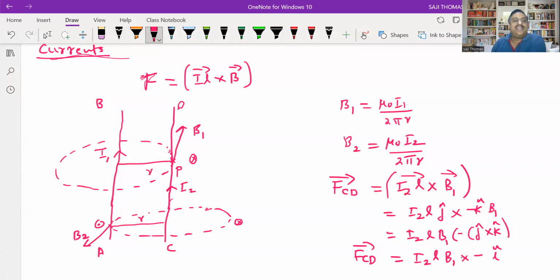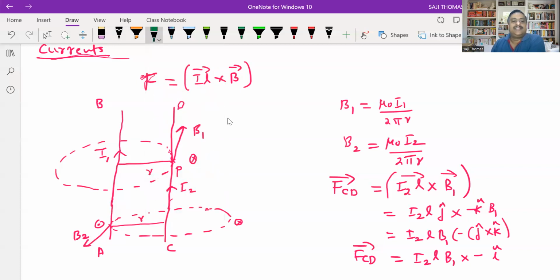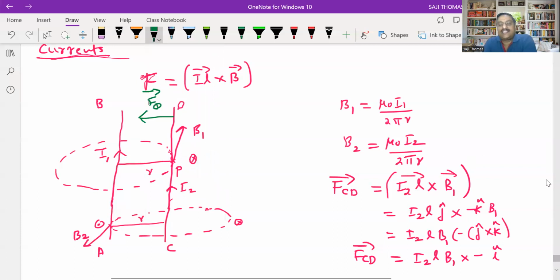So I draw the direction of current. See, the direction of force. This is the direction of force, FCD. It is along the negative X-axis. In the same way, you can find out the force on the conductor AB, and AB is in the magnetic field of CD.